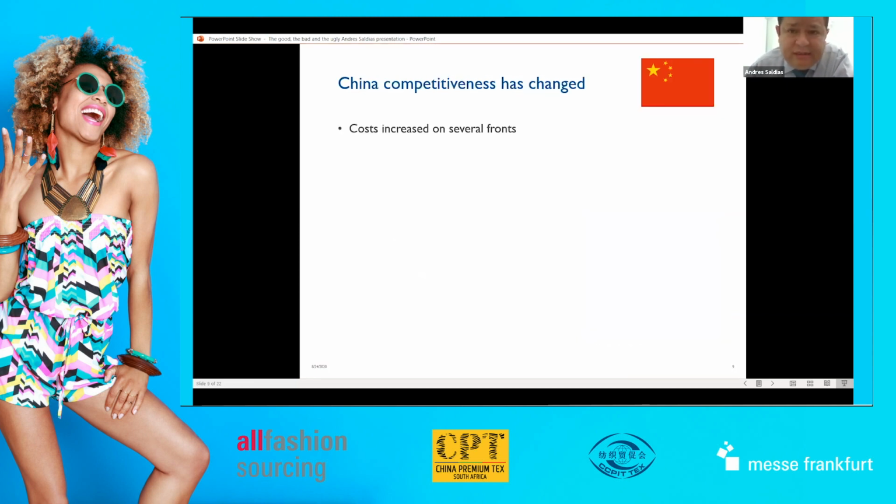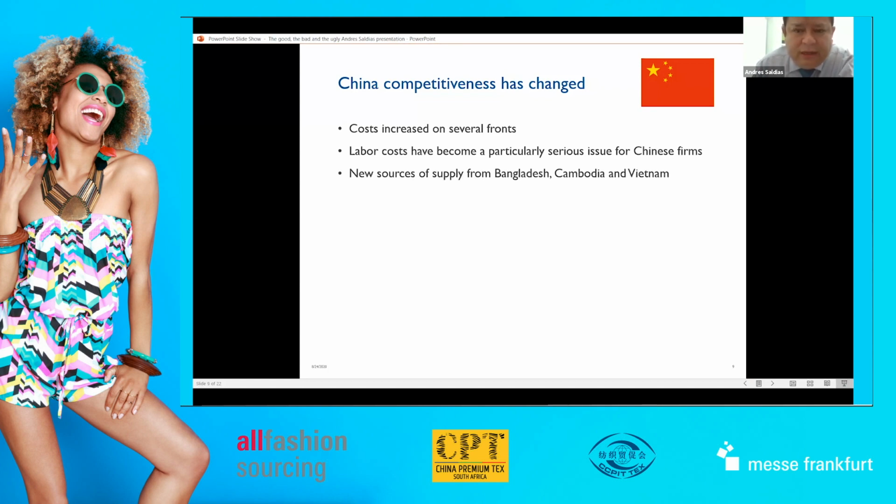Yet China is still a big player. Nevertheless, they have increased their costs on several fronts. The labor cost has become a particularly serious issue for Chinese firms. A basic sewer is making $600 a month. That's how expensive the labor is, and that's a factor that we need to take into consideration.